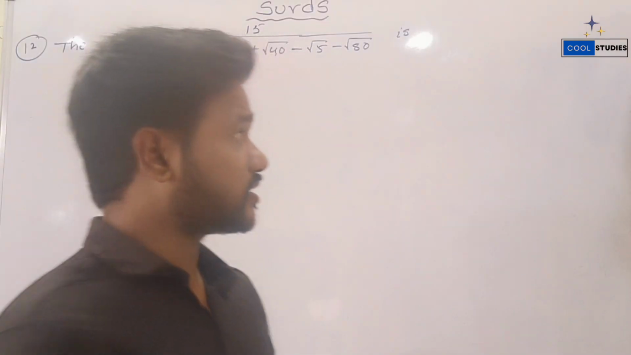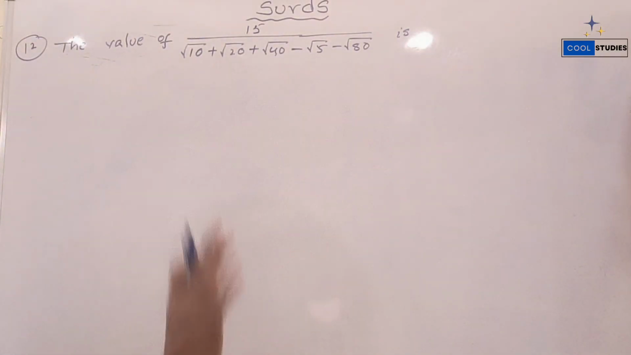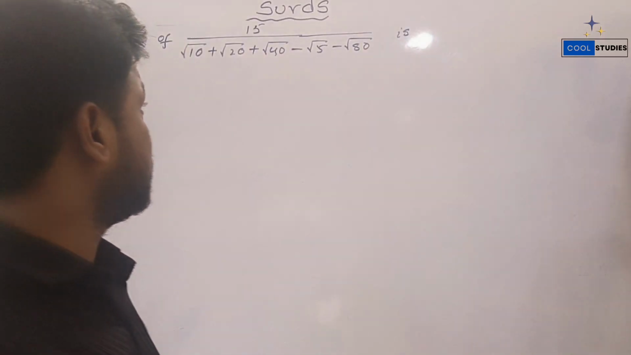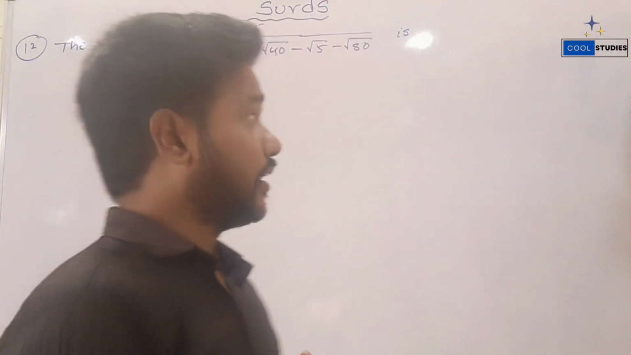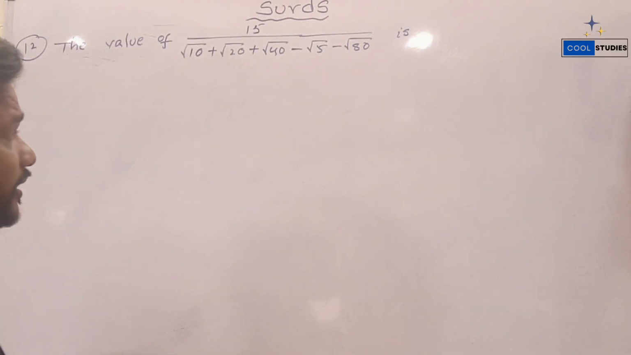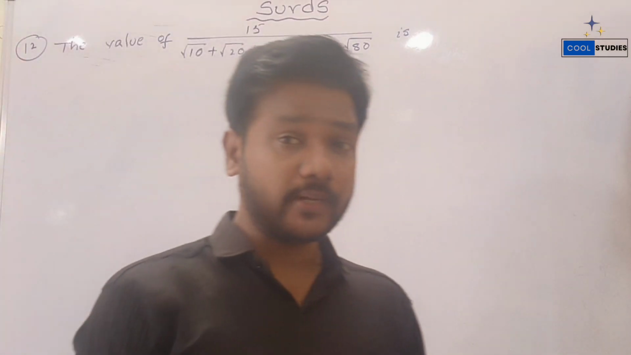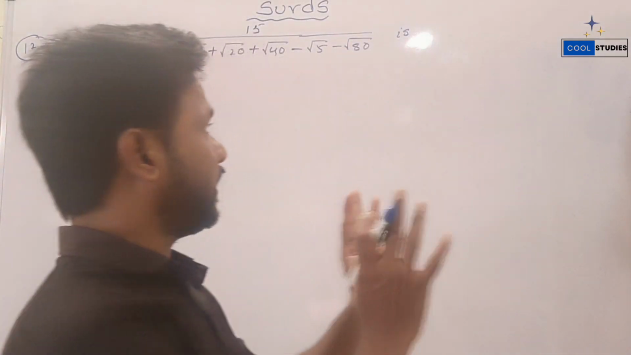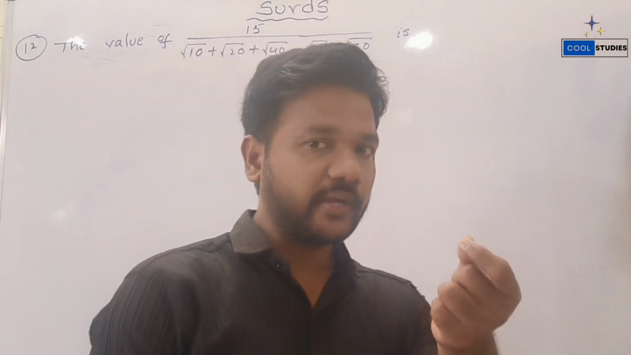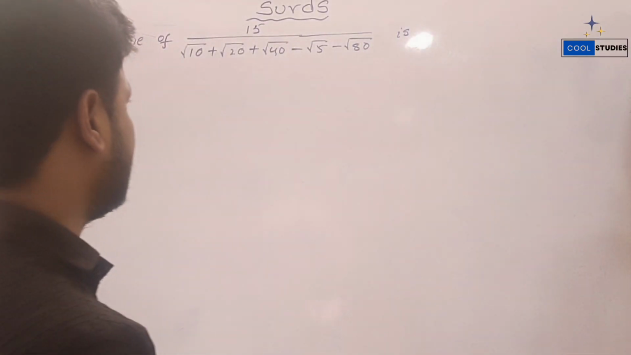Let us discuss the next question. So we have to find the value of 15 by root 10 plus root 20 plus root 40 minus root 5 minus root 80. They asked us to find out its value. So let us write.